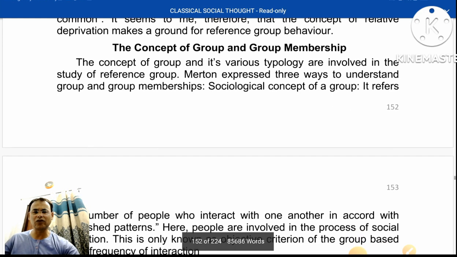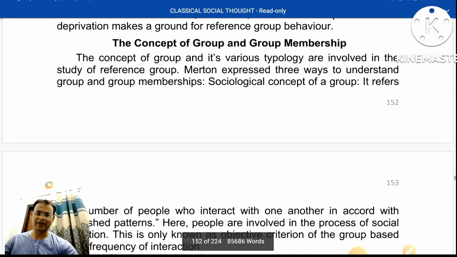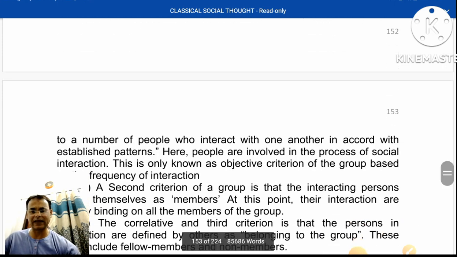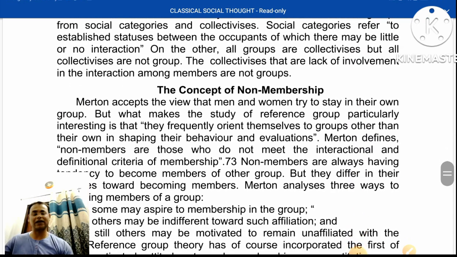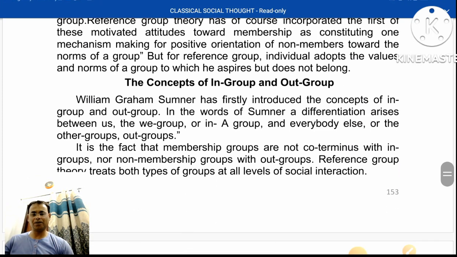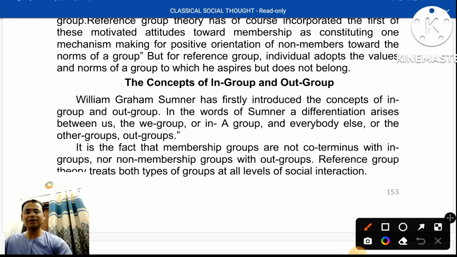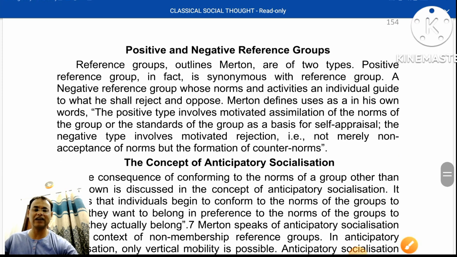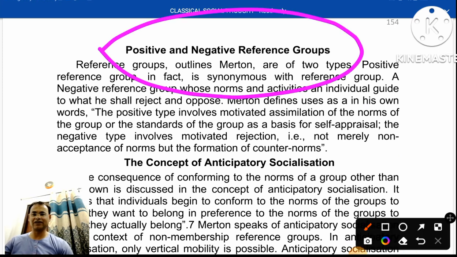The concept of group and group membership: there is a group of which you are a member and a group of which you are not a member. Both can be the membership group or the reference group. So, the concept of in-group and out-group: in-group means the group of which we are members, and out-group is the group of which we are not members. This concept has been given by William Graham Sumner. I have already explained it in social group in Introduction to Sociology. Positive and negative reference groups are given by Newcomb. This is also very important.